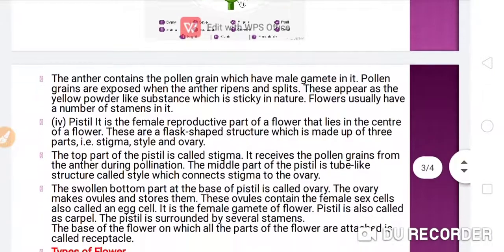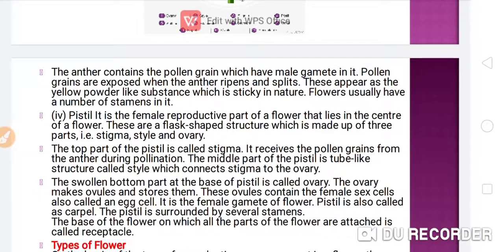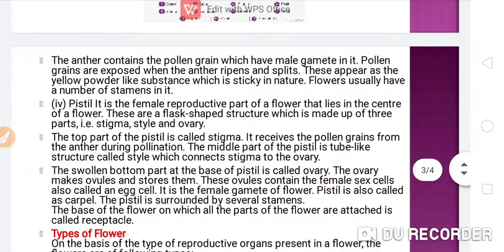Now the anther contains the pollen grains, which have the male gamete in it. Pollen grains are exposed when the anther ripens and splits. These appear as a yellow powder-like substance which is sticky in nature. Flowers usually have a number of stamens, and the pistil is the female reproductive part of a flower that lies in the center of a flower.